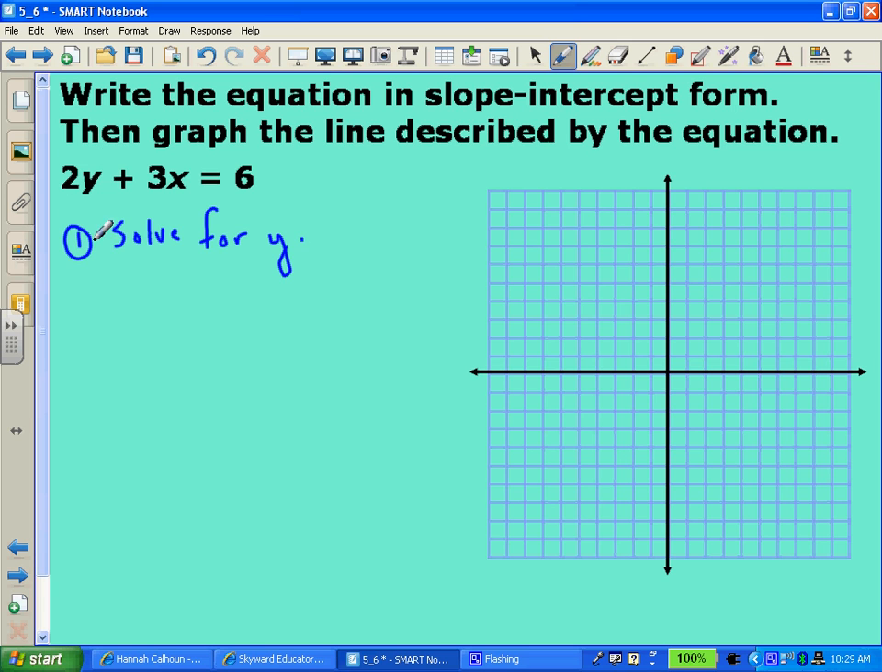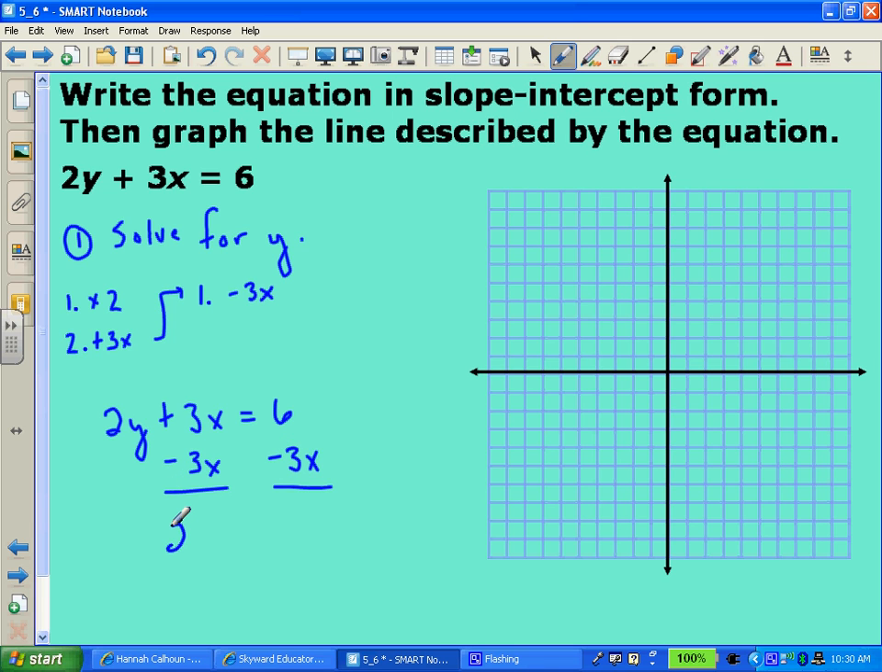So we ask, what's happening to y? Well, the first thing is times 2. The second thing is add 3x. So once again, we want to undo those in the opposite order. So the first thing I'm going to do is subtract 3x. So here's my equation. I'm going to subtract 3x, subtract 3x.